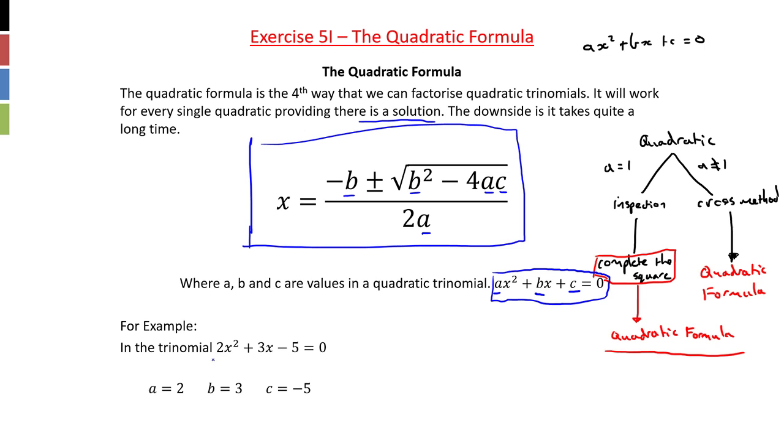So if we were looking to solve this quadratic here, our a value is 2, our b value is 3, our c value is negative 5, and you'll put it in this equation, solve the equation, and that'll tell you what your x values are at the end. Now, I'm going to clarify something here. This works providing there is a solution.